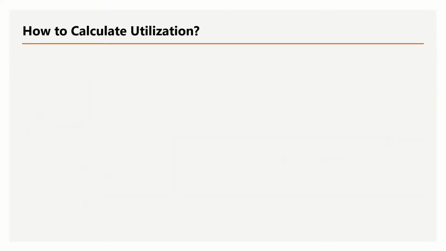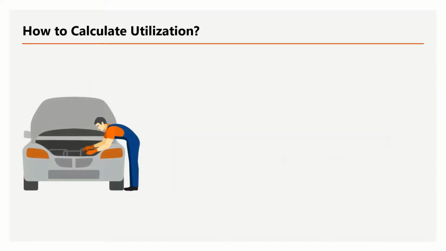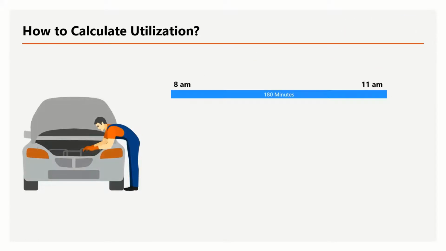The second example, let's go to the technician. Now when it comes to the technician, let's say the technician has been given a task, and that technician has to complete the task from 8 a.m. to 11 a.m., which means the technician also has 180 minutes to complete the task.